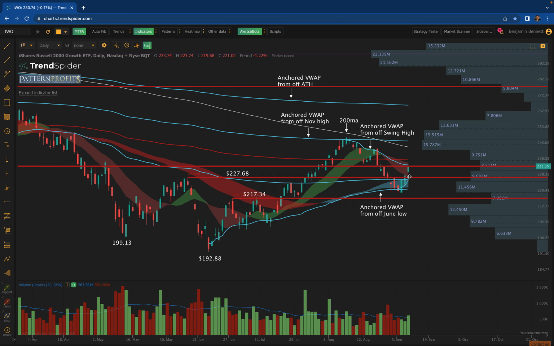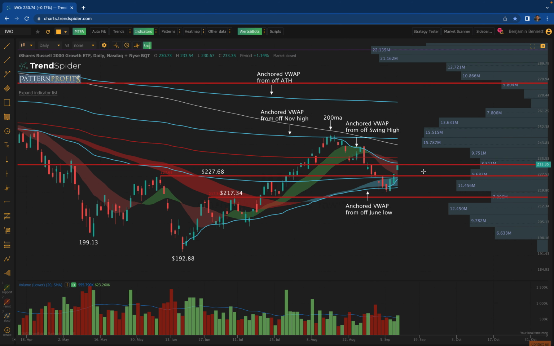10-20 cloud is back above the 10 portion, below the 20 portion. Can push through there. You've got year-to-date anchored VWAP just above, 200-day moving average declining from above. To the downside, anchored VWAP off that most recent swing low and anchored VWAP off of the June low below there. Also 50-65 cloud just below. So we'll see how they act early in the week.